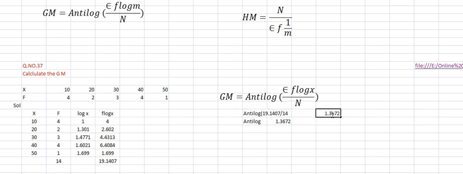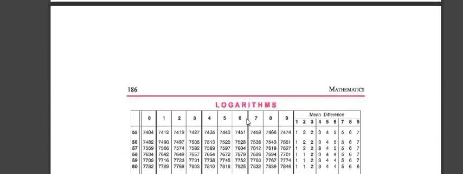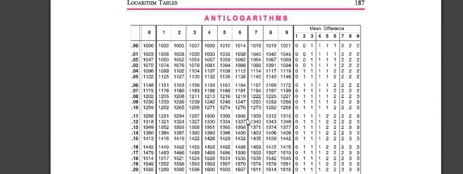Which number? You need to check this number. The 1 is not to be verified. You need to check the 3672. After the point, whatever the number is there, that number you have to check in the antilog table. See, the antilog is here now. After the log table, the antilog table is there. I will send this table to all of you just to verify this one.